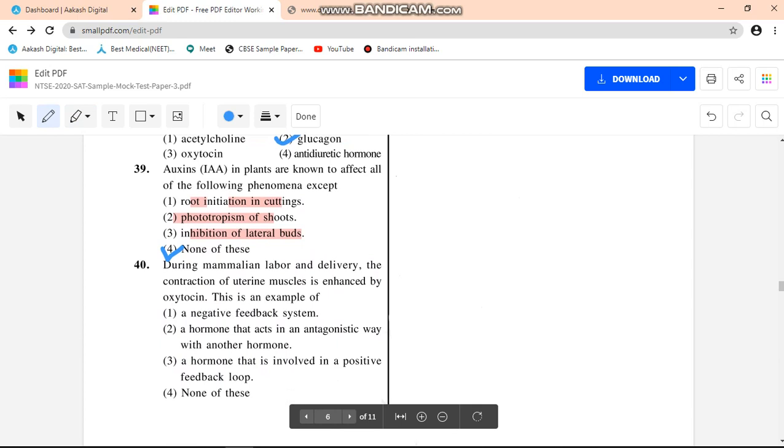Question number 40, our last question. During mammalian labor and delivery, the contraction of uterine muscles is enhanced by oxytocin. This is an example of what? A negative feedback system? No. A hormone that acts in an antagonistic way with another hormone? No. A hormone that is involved in a positive feedback loop? Yes. This is an example of a hormone that is involved in a positive feedback loop.